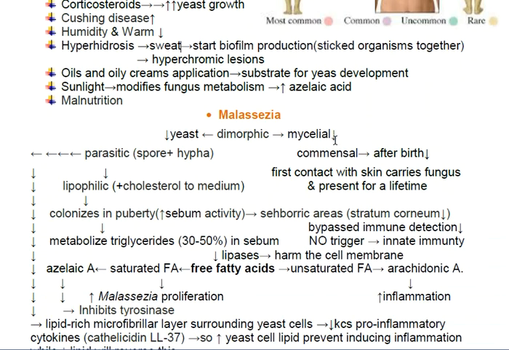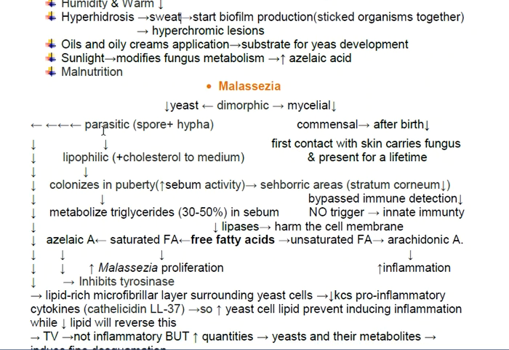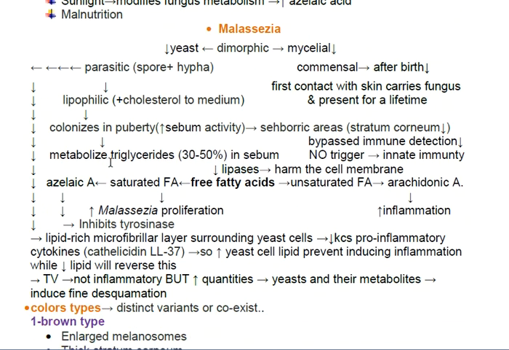Malassezia is dimorphic: the mycelial form is commensal, and the yeast form, with spores and budding, is parasitic. The commensal one starts after birth, from the baby's first skin contact with a carrier who has the fungus, and persists lifelong. The parasitic one is lipophilic, so we have to add cholesterol to the media. It colonizes at puberty due to increased sebum activity. It is restricted to seborrheic areas and to the stratum corneum. This leads to bypass of immune detection, so there is no triggering of innate immunity.